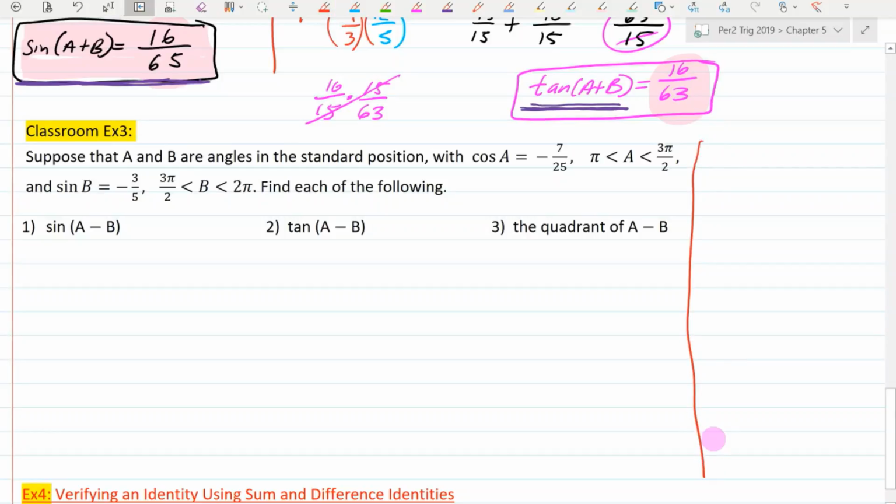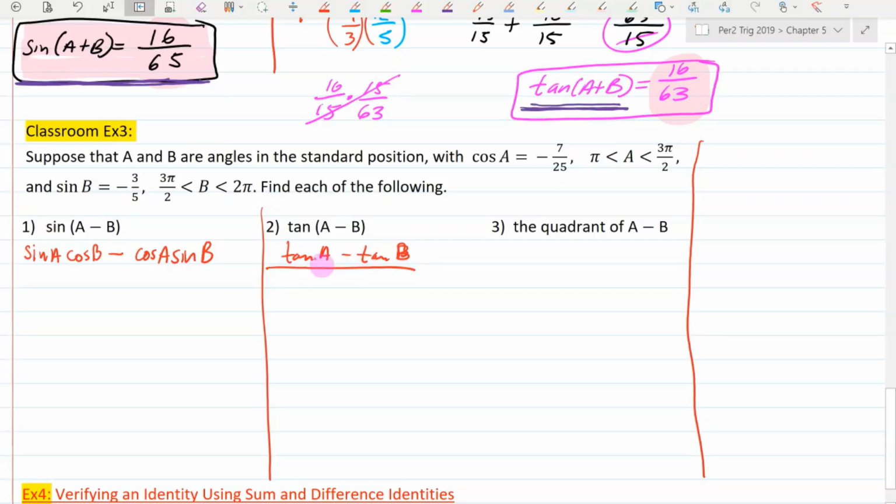All right, I'm going to write the formulas first. Sine of A, cosine of B, cosine of A, sine of B. I'm actually going to write the formula for tangent as well. Tangent of A minus tangent of B over 1 plus, excuse me, tangent of A, tangent of B, because the top and bottom signs are opposite of each other. And then we'll do that after.